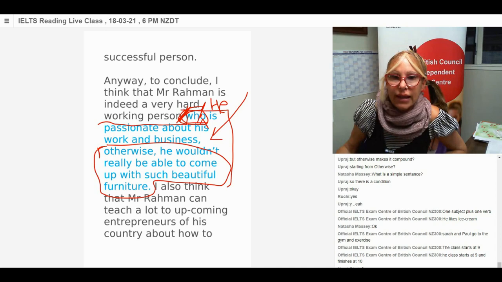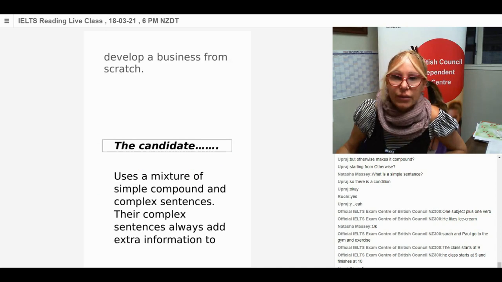So a little bit of a summary is that the candidate uses a mixture of simple, compound, and complex sentences. Their complex sentences always add extra information to the main idea in each sentence.